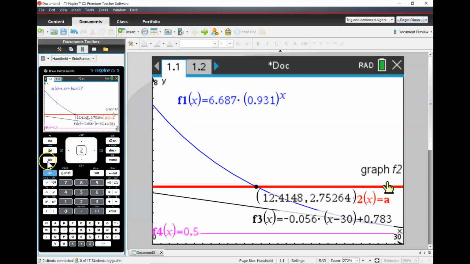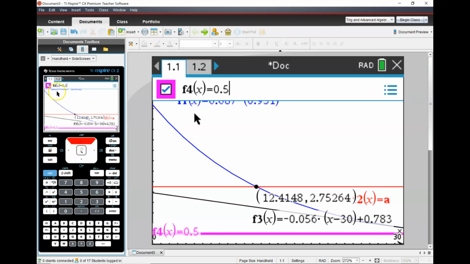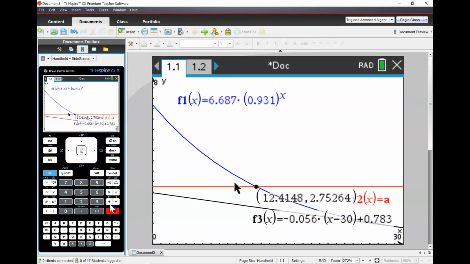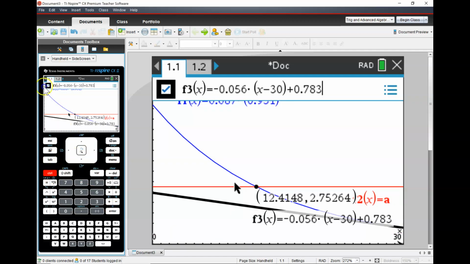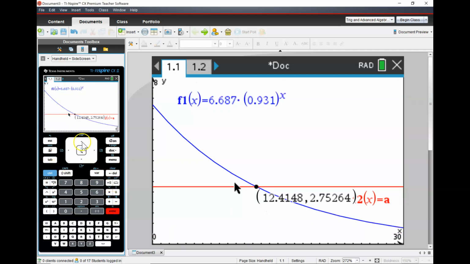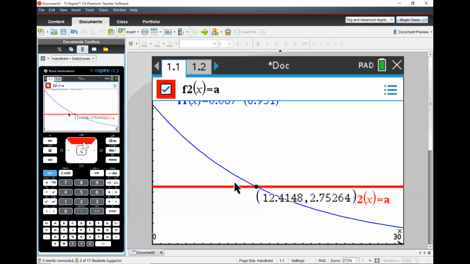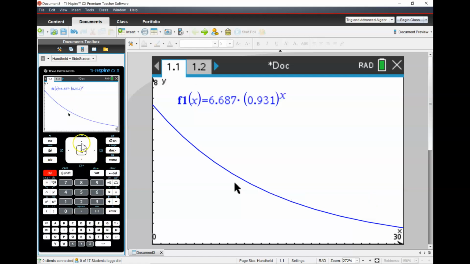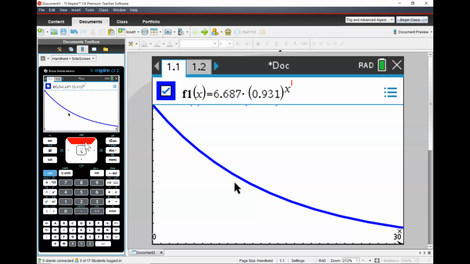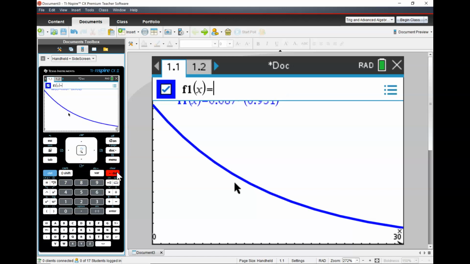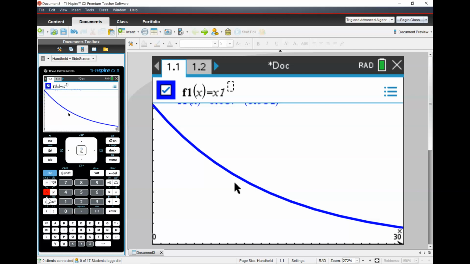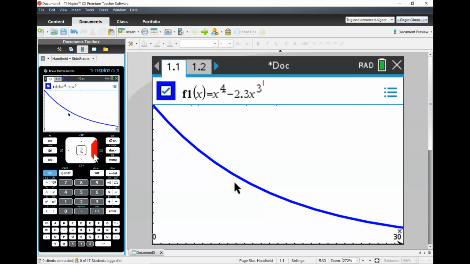So let's go here, tab, and I'm just going to delete all of these. This one again? Isn't it minus 2? So it's positive. Yeah. Okay, so it is x to the 4 minus 2.3x cubed plus 4.